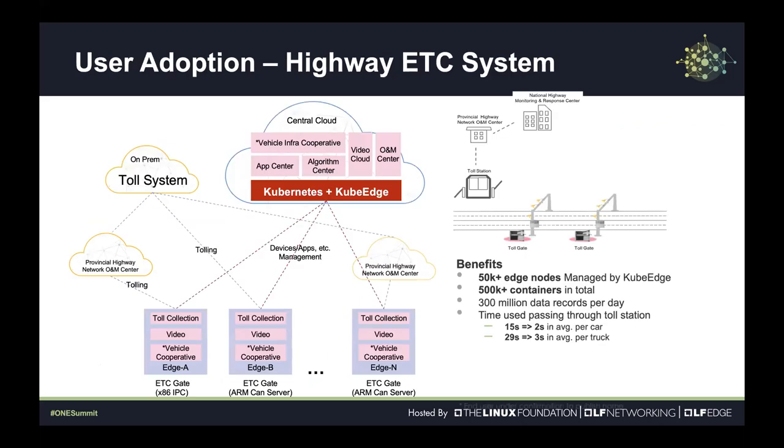Now let's go over a user adoption example. This is a typical one. This is a highway ETC system. I call it typical because this reflects the challenges I mentioned in the previous slides. The first one is highly distributed. That means all the devices are on the highway toll gate, toll booth. So that means it's geo-distributed, it's highly distributed.